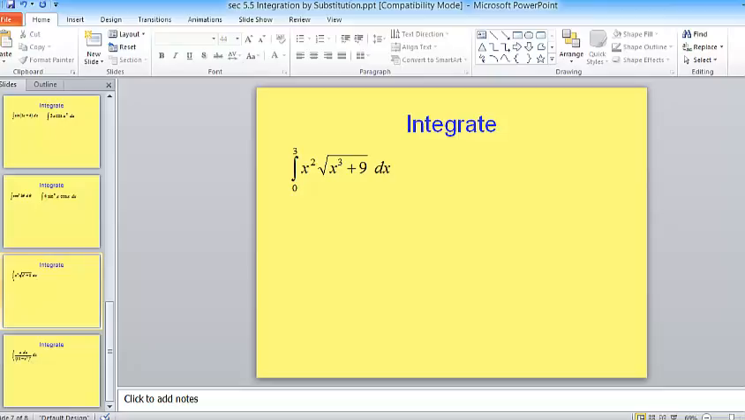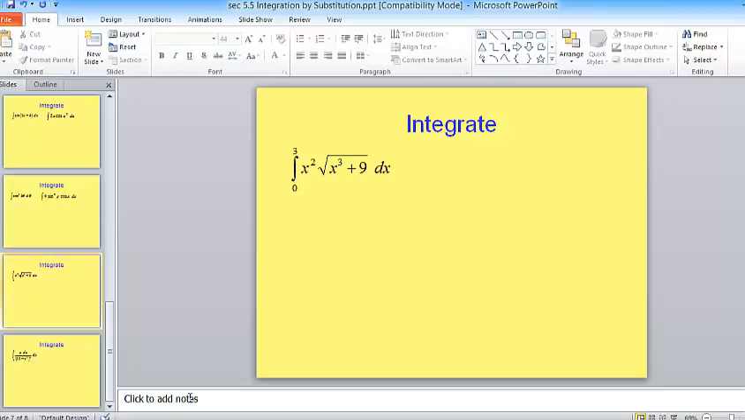I picked this one because I have a feeling you'll know exactly what to let u equal and what to let du equal. Actually, did we already do this one? Yeah. That's why I picked it. We did it already. Wait a minute. What did we let u equal? x cubed plus 9. And then we let du equal 3x squared dx, correct? And so you get 1/3, well, it's the integral of u to the 1/2 du. We did this already. Oh, time out a second.